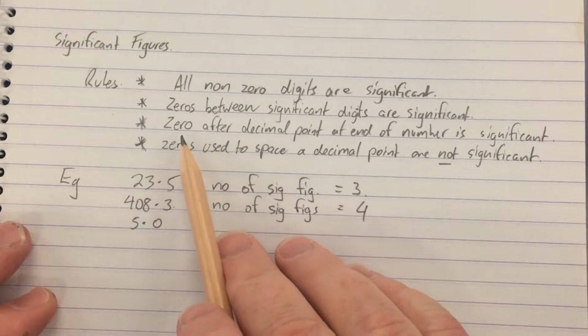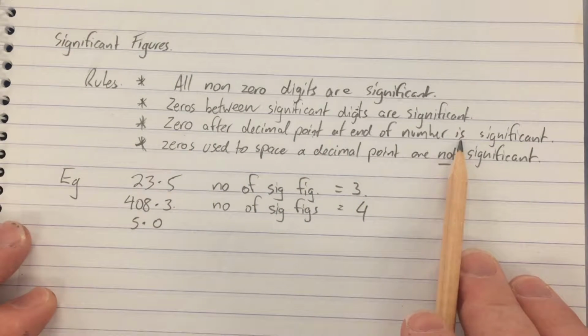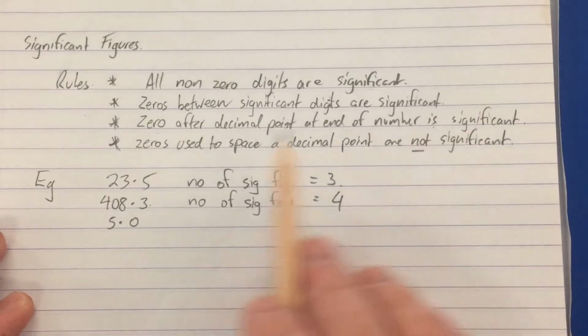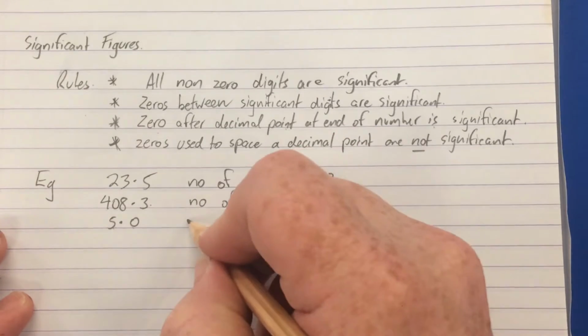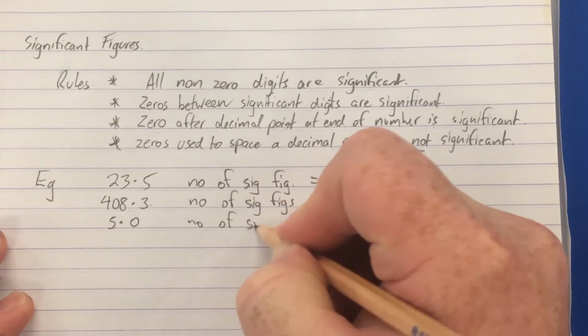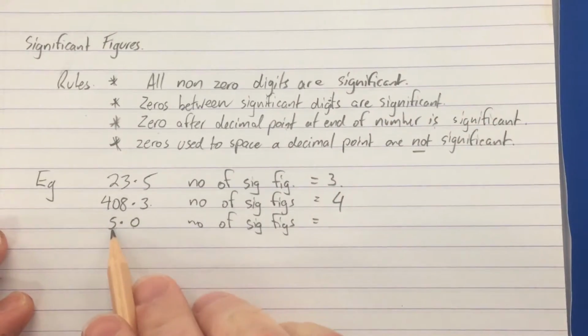For 5.0, we count the zeros after the decimal point at the end of a number as being significant. So 5.0 has 1 non-zero digit, and the 0 is after the decimal point at the end of the number. So the number of significant figures for 5.0 is 2.